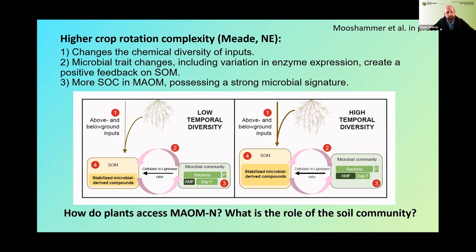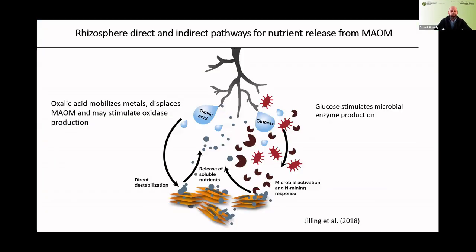So how do plants access Mayon, and what is the role of the soil community therein? Andrea Yilling provided a really nice conceptual model of this, and she proposed that oxalic acid mobilizes metals, displacing Mayon and potentially stimulating microbial oxidase production. Glucose, on the other hand, in the rhizosphere produced by plants and microbes stimulates microbial enzyme production, and both of these separate pathways are capable of mobilizing Mayon and making it more available to plants and microbes in the rhizosphere.